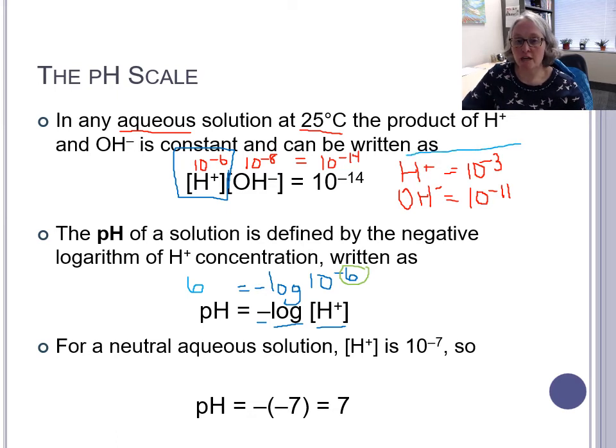Let's try another one. What is the pH of this substance where the hydrogen ion concentration is 10 to the negative 3rd? We just look at that hydrogen ion exponent. The pH of this thing is 3. So you should be able to use this equation with these simple round numbers that I've shown.